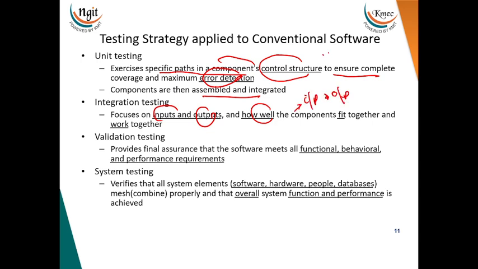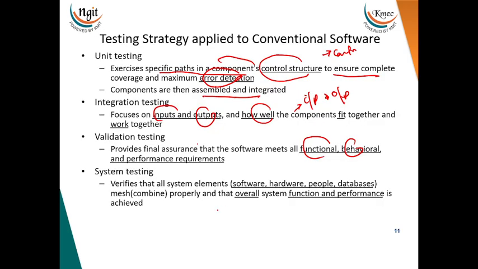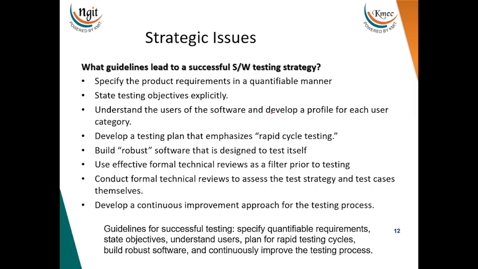Here, control flow. Correct. Validation provides the assurance that the software meets all functional behavior and performance requirements. Correct. Validation. And what about system testing? It verifies that the system elements, software, hardware, people, and database, combine properly and the overall system functional behavior is achieved. Correct. Do remember they will ask you to differentiate between unit testing and integration testing.